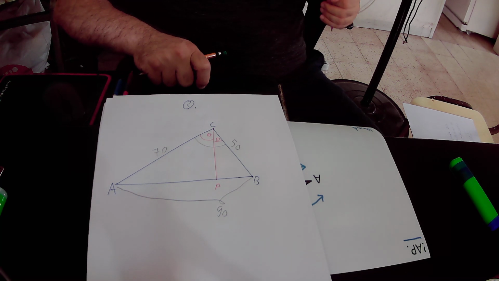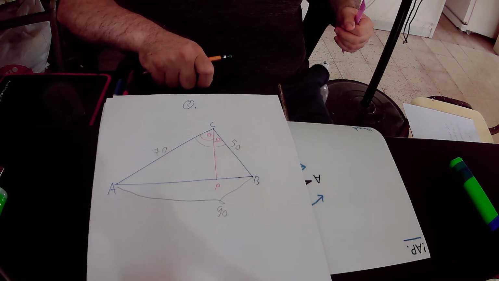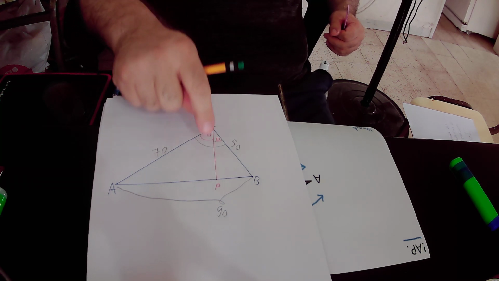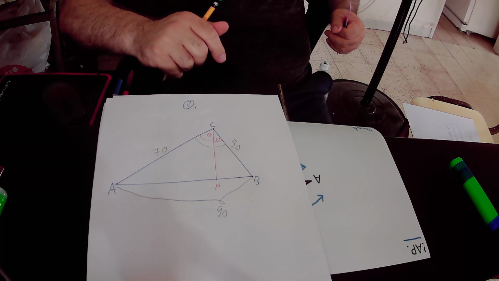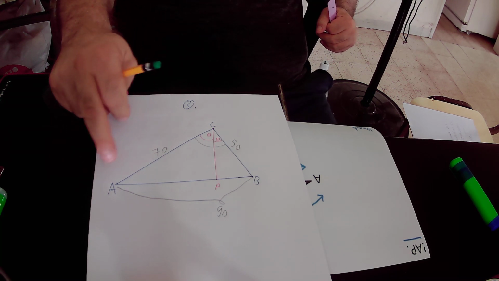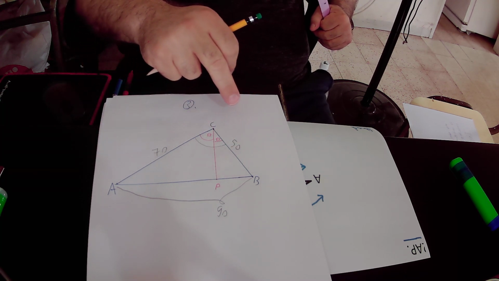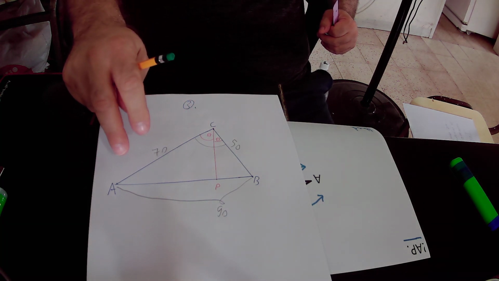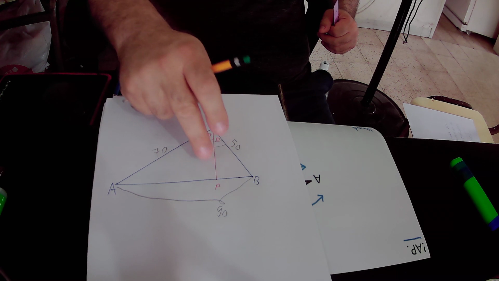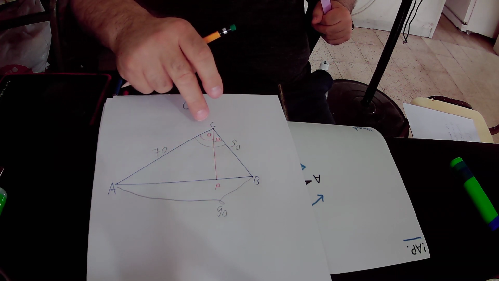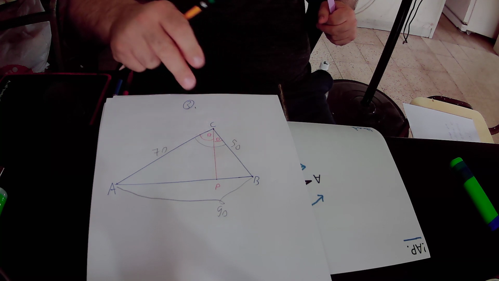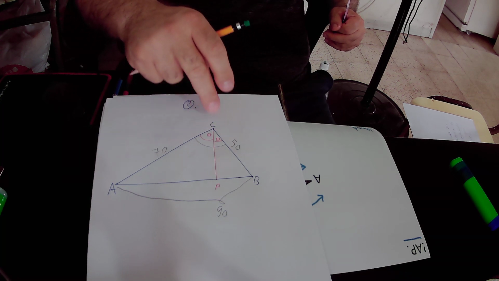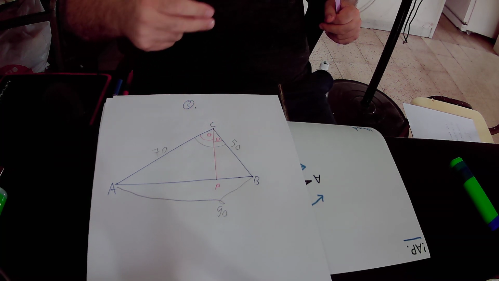So we actually can define line PC as angle bisector, because it splits angle ACB in the triangle into two halves. Okay, because of the fact that PC, or CP, splits angle ACB into two halves, we can define CP, the line in the red color, as angle bisector.